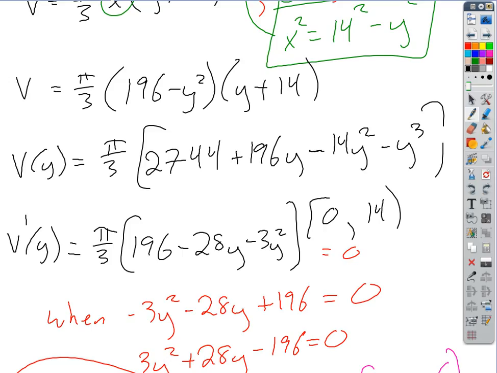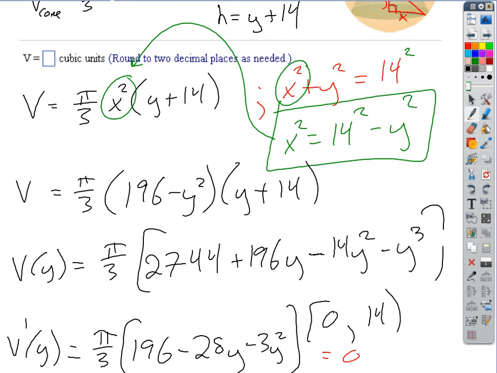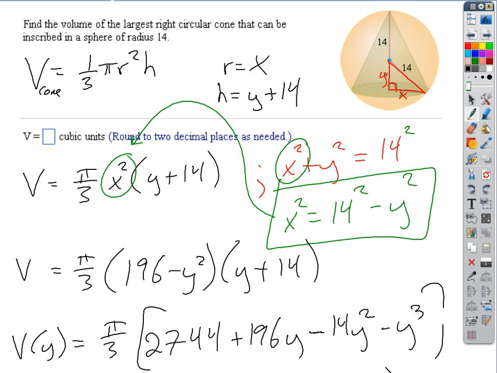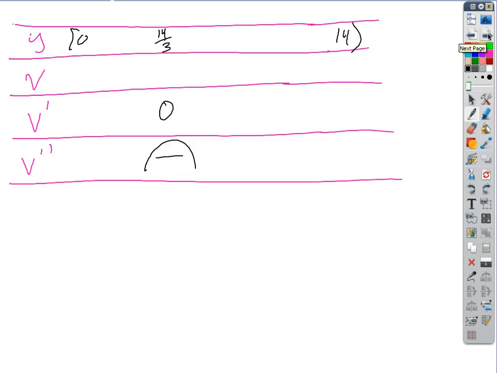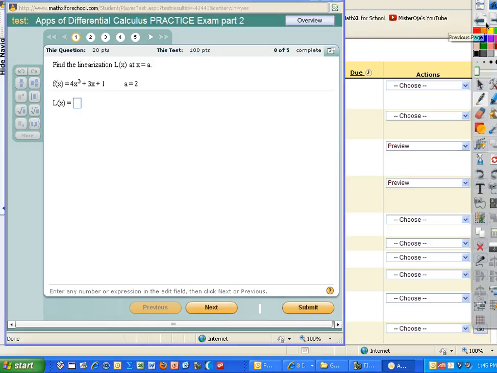I want to take a look at maybe a couple linearization problems. You tell me when you find one you want to do. Find the linearization L of x at x equals a of some function. Now, remember, linearization is just a highfalutin fancy word that just means the tangent line. It's just the equation of the tangent line. The tangent line acts as the linear model of the function, right?